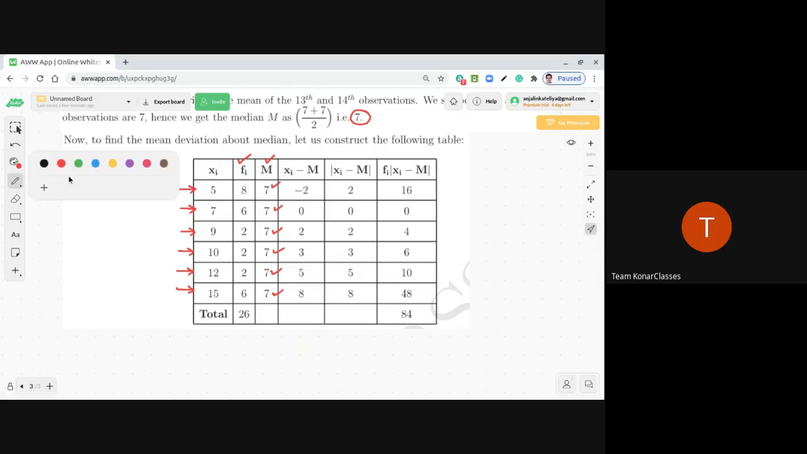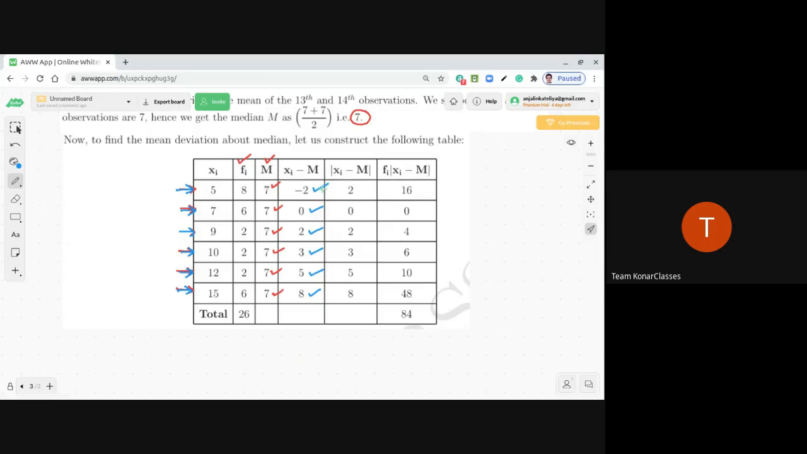So for 5 minus 7, you get minus 2. Then 7 minus 7, that is 0. Then 9 minus 7, that is 2. Then 10 minus 7, that is 3. Then 12 minus 7, that is 5. And in the last case, 15 minus 7, we get 8.